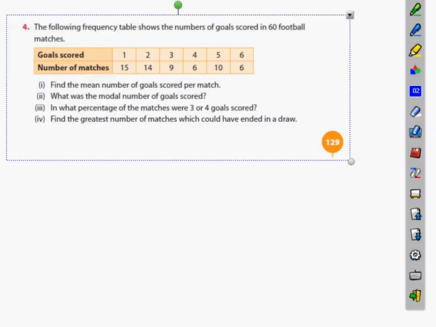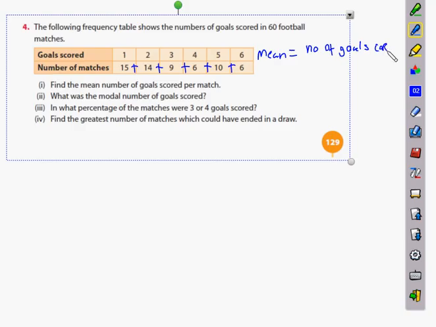The following table shows the number of goals scored in 60 football matches. When I add all these together, 15 plus 14 plus 9 plus 6 plus 10 plus another 6, how many are there in total? 60. Everybody understand, 60 games? 60 matches.